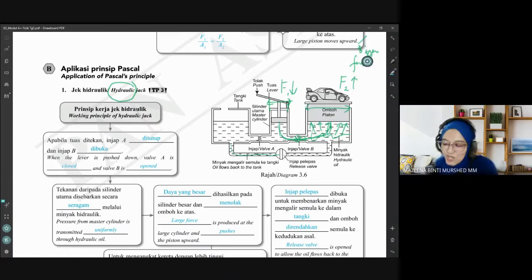Buka injak. Bukan injak bawah tu, injak bawah ni panggil injak pelepas. So kita turn dia, and then dia akan beri laluan. So oil inside this bigger piston will be released to the tank. So dia akan turun lah. Kereta tu akan turun. Faham? So this cycle akan berulang-ulang, berlaku.